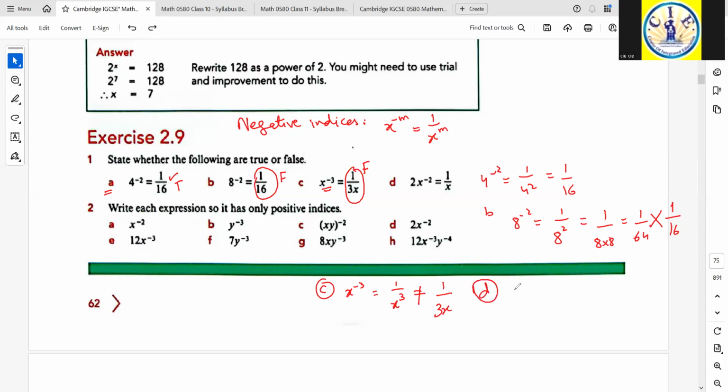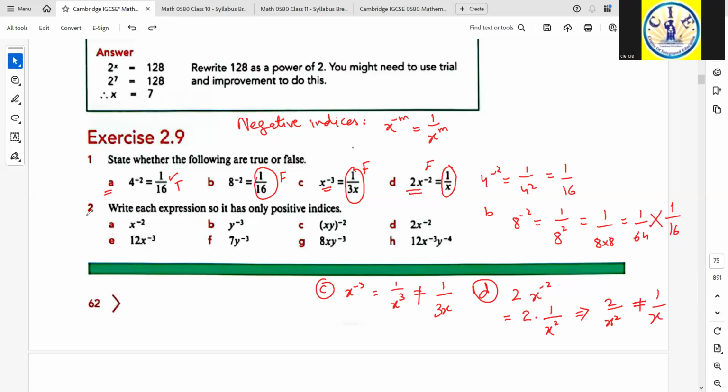For part D, 2 times x raised to power negative 2. I'm taking the left hand side. Now it can be simplified to 2 times 1 divided by x squared. So the answer should be 2 by x squared. And the right hand side that we are given is 1 by x. So that is not equal to 1 by x. So that one is also false. That was question number 1.